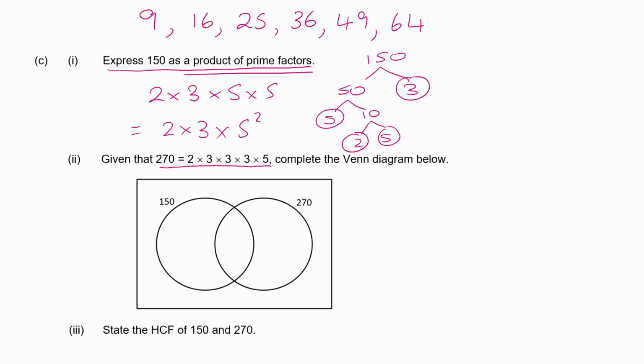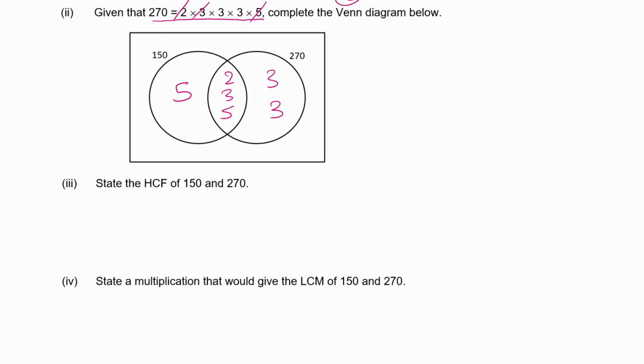So let's look at what's common. Well, there's a 2 in both, there's a 3 in both, and there's a 5 in both. Then from the 150, there's a 5 left over, and from the 270, there's two 3s left over. The highest common factor is the product of the numbers in the intersection. So 2 times 3 times 5, which is 30.